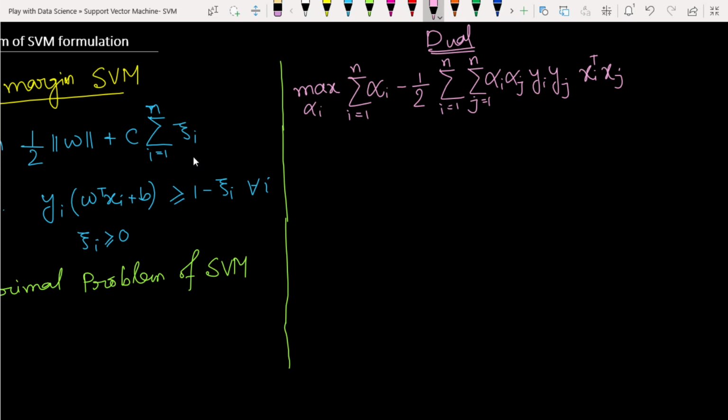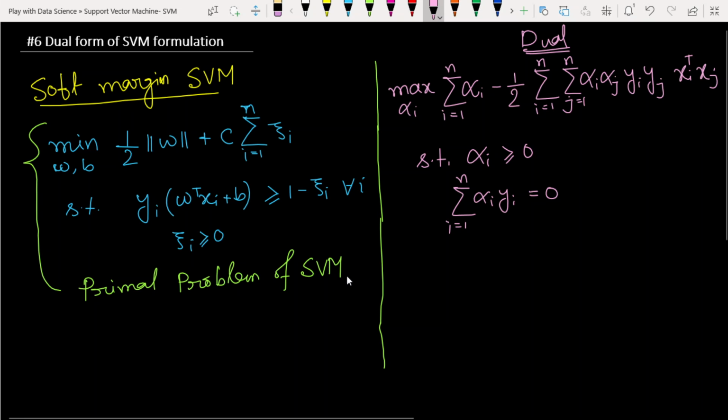This is the dual problem of the equation, and the constraints are now converted to alpha i greater than or equal to 0, and the summation i equals 1 to n of alpha i yi equals 0. This is the dual form of the primal problem. These equations are the dual form, and both sets of equations are equivalent.